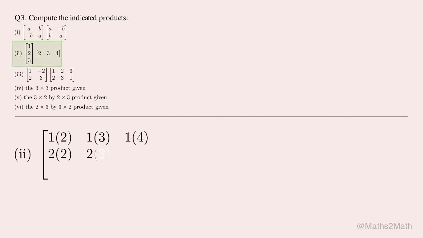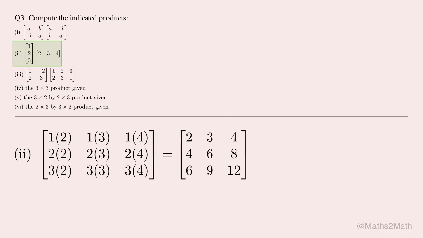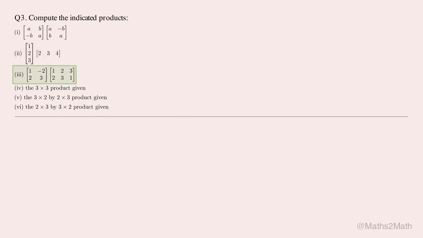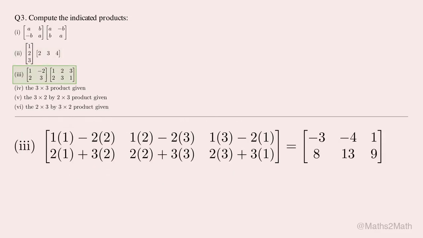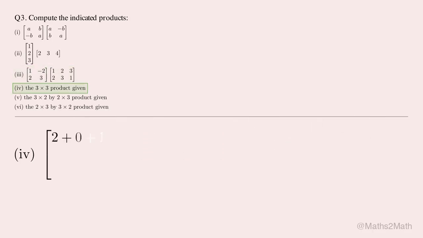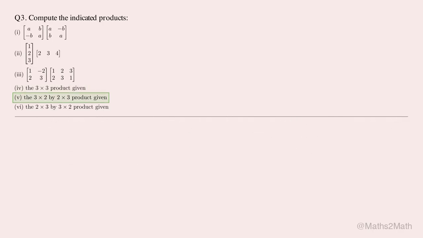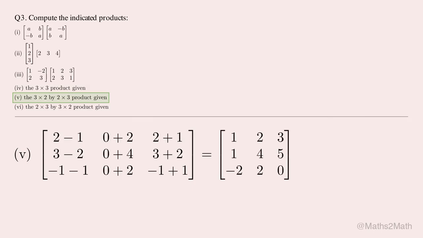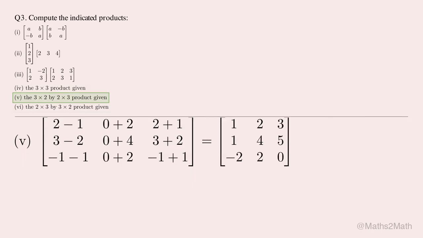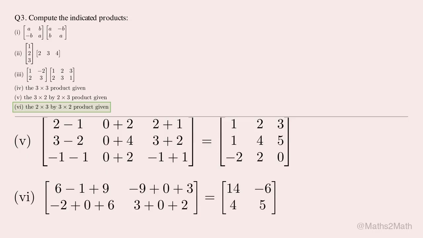Part 2, each entry of the column multiplies each entry of the row, all 9 products written out. Part 3, every one of the 6 entries written as its 2-term sum, then evaluated. Part 4, all 9 3-term sums written before evaluating. Part 5, the entry sums written, giving a 3 by 3. And Part 6, 4 3-term sums, evaluated to a 2 by 2.